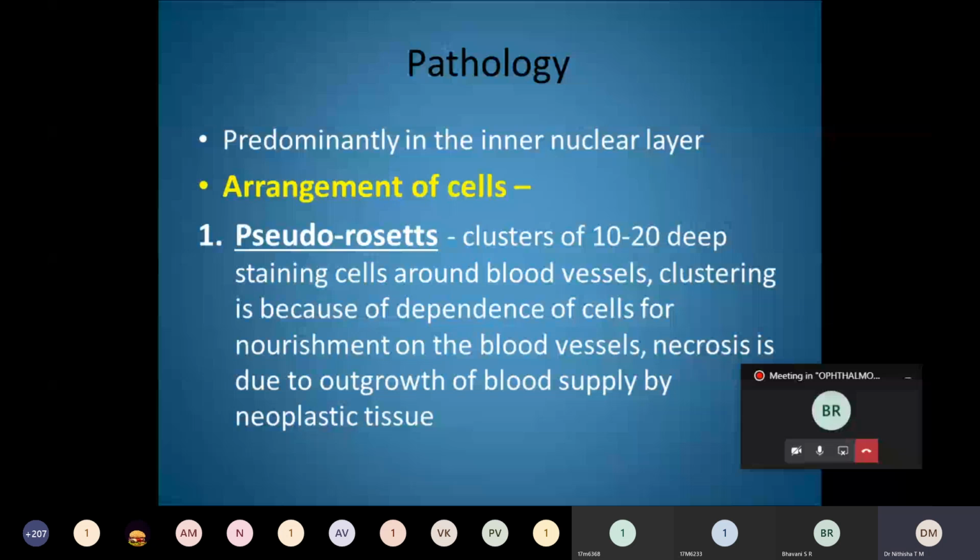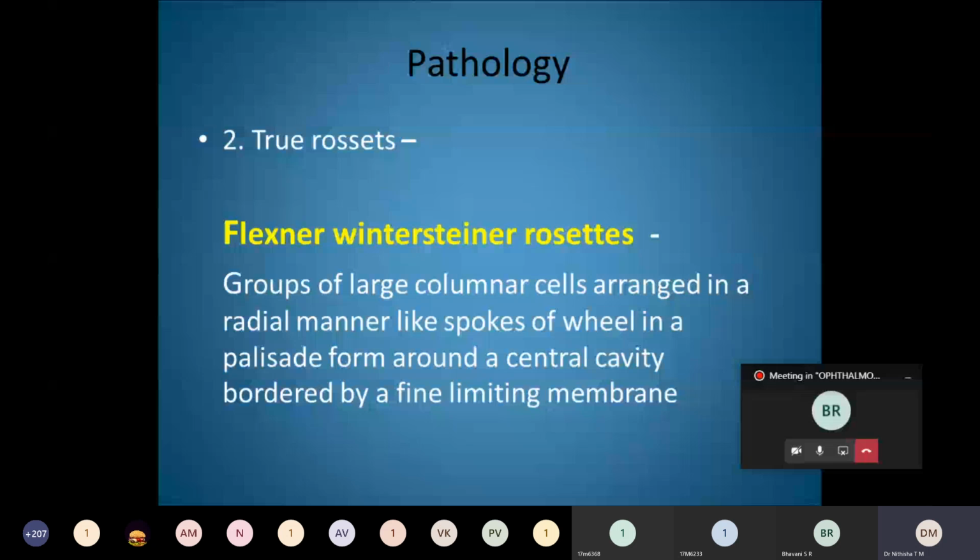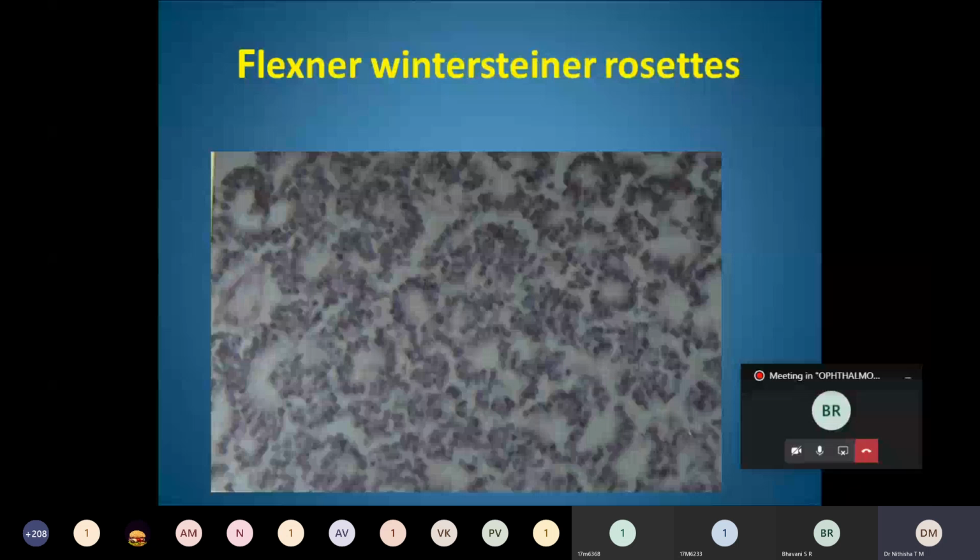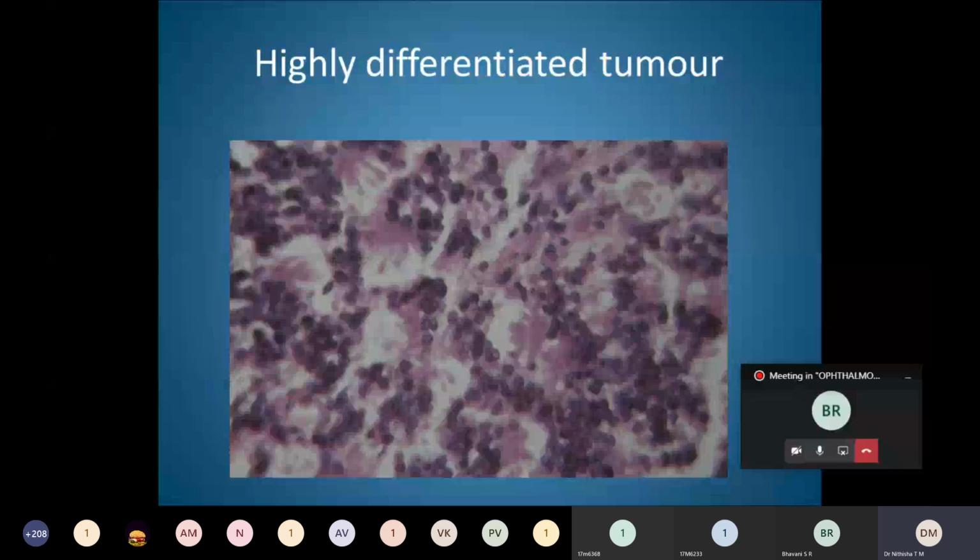Second is true rosette or pseudo rosette. Two types of pictures you can see. The true rosette is called the Flexner-Wintersteiner rosette, where you can see a group of large columnar cells arranged in a radial manner like spokes of a wheel in a palisade form around the central cavity, bordered by a fine limiting membrane. This is a picture. Okay, you can see large columnar cells with a cavity, palisade arrangement of the cells, with the limiting layer lining. This is a highly differentiated tumor, which is very characteristic of retinoblastoma.